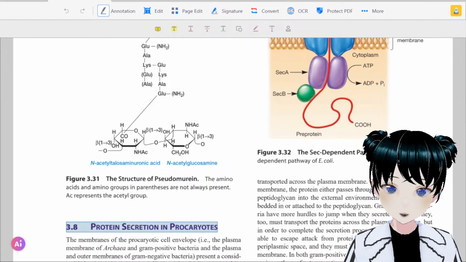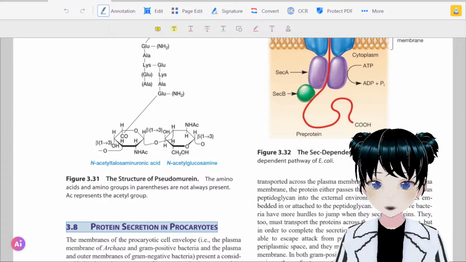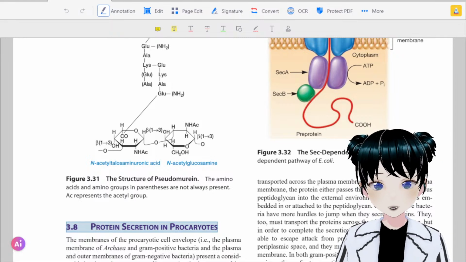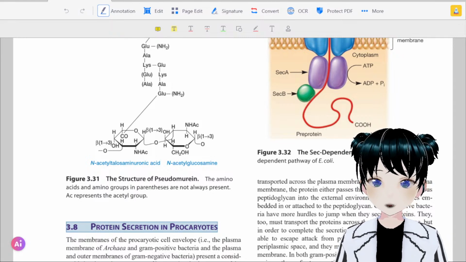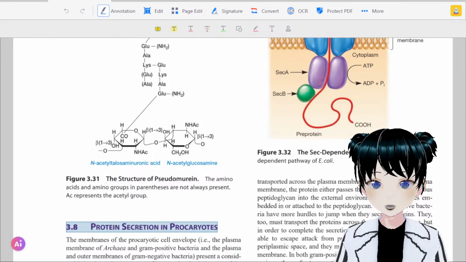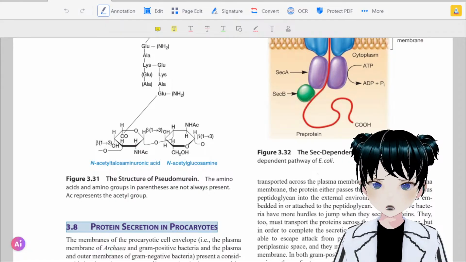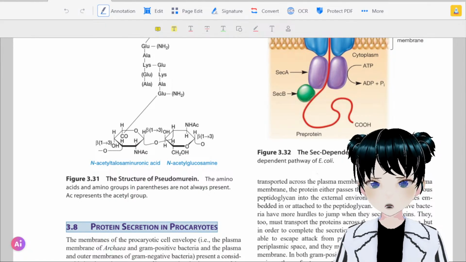So, today's topic is the continuation of chapter number 3 where we left off, and that is the protein secretion pathways in prokaryotes. Guys, today's topic is a little bit complex, and I think it's a little bit away from the normal microbiology stuff, right?